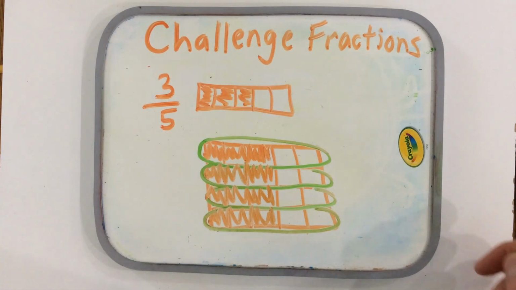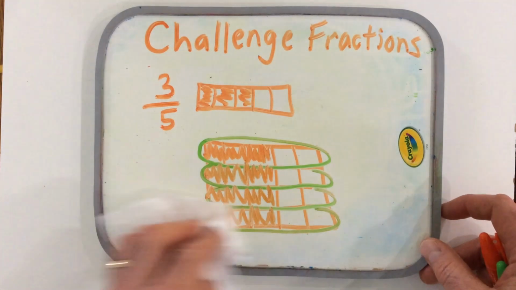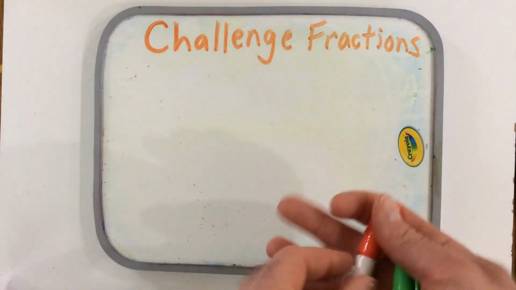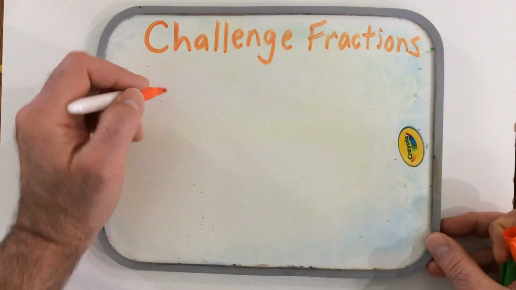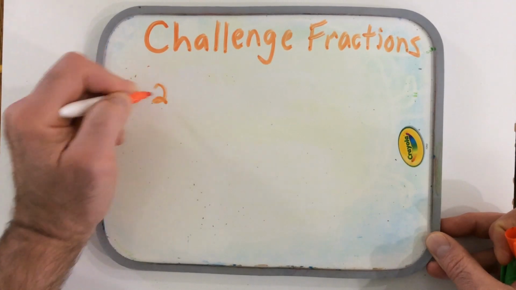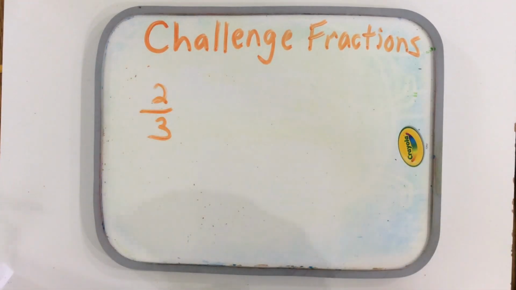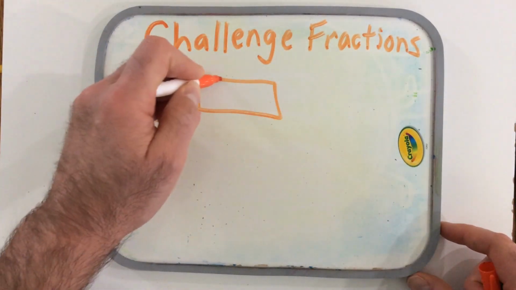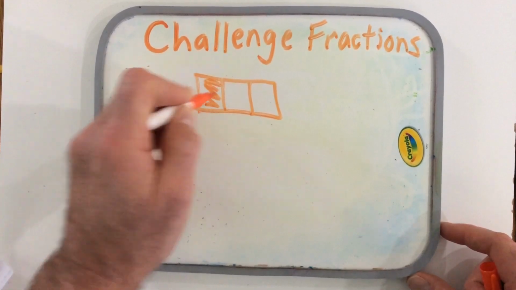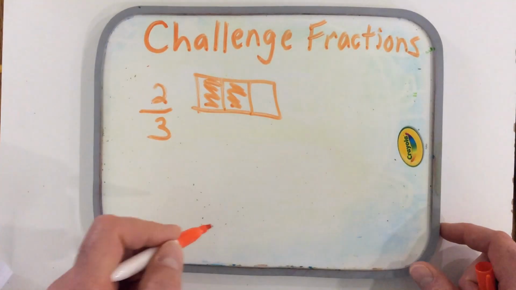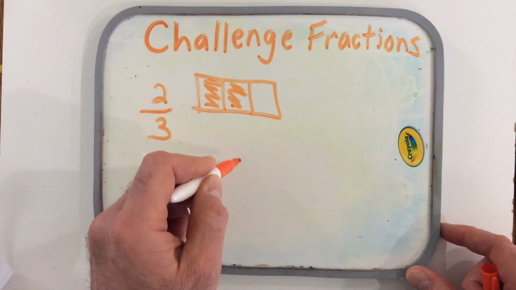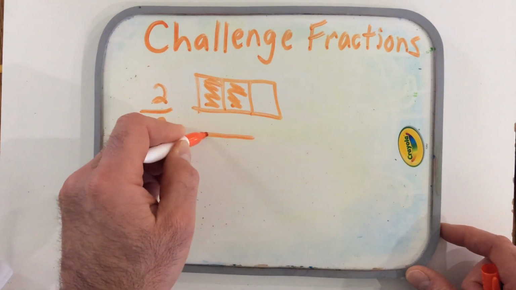I'm actually going to do one more example. This might come up. Do this quickly here. Let's say 2 out of 3. So normally 2 out of 3 looks like that. So I'm just going to draw it a little differently this time.